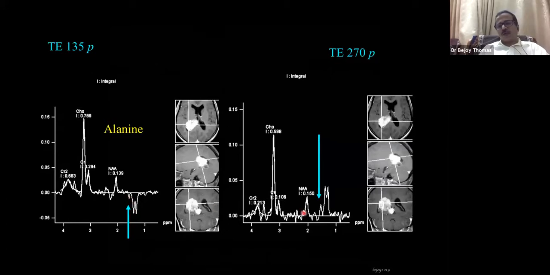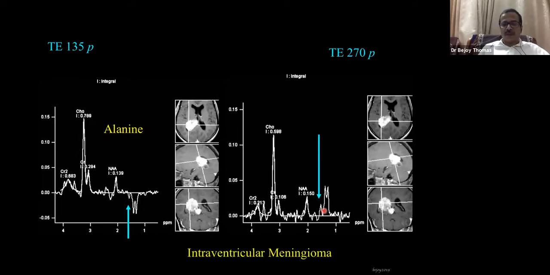And at 270 you have to prove further, if some people still don't believe, as this could be a baseline artifact. You can do a longer TE of 270. You can see again the lipid or lactate getting reversed, an upward peak, and again you can see a small peak adjacent to the lipid, which is alanine. When you see this, most likely you are dealing with a meningioma. The problem is that 60% of the time it will not be seen even in a meningioma, so it may not be really, really useful.